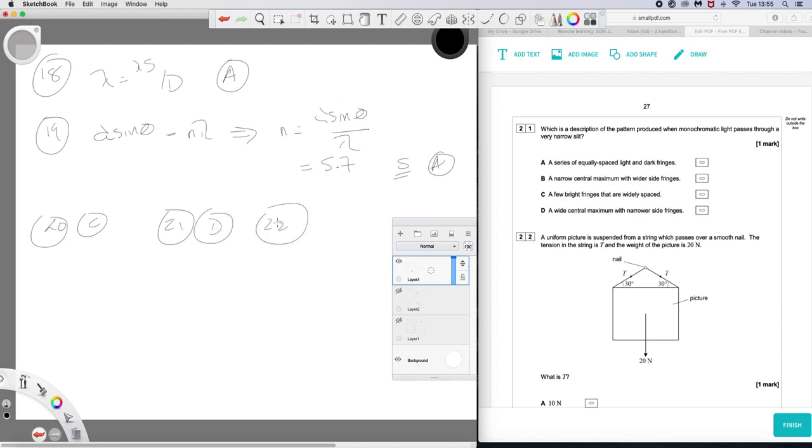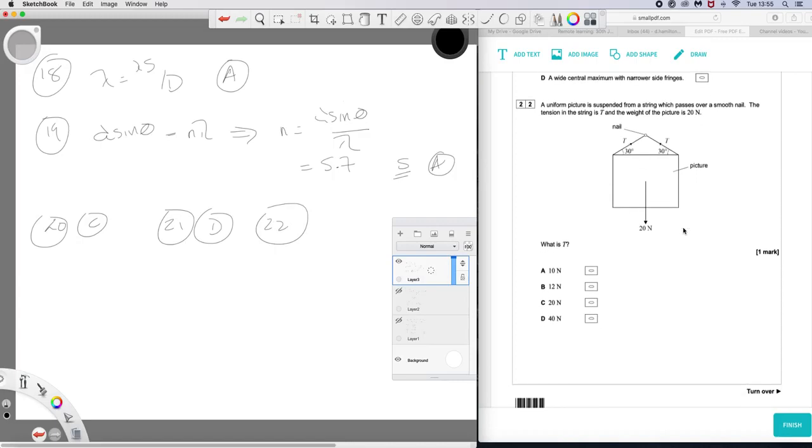22. Uniform picture suspended from a string. So we've got two strings at 30 degrees, or a string at 30 degrees on each side. So you would say, 2T sine 30 equals 20 newtons. That's the vertical component of the two tensions, equal to the weight. Sine 30 is a half, so T is 20 newtons, and the one that corresponds is C.